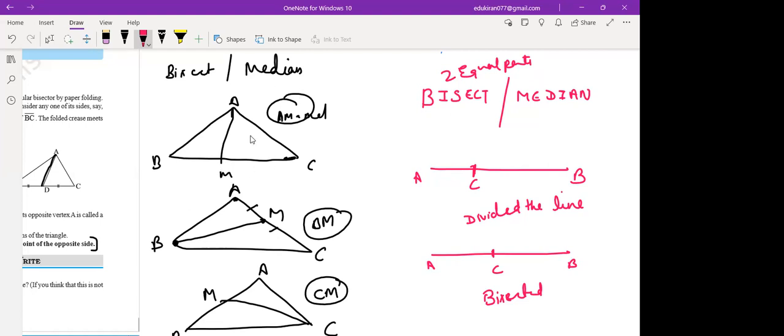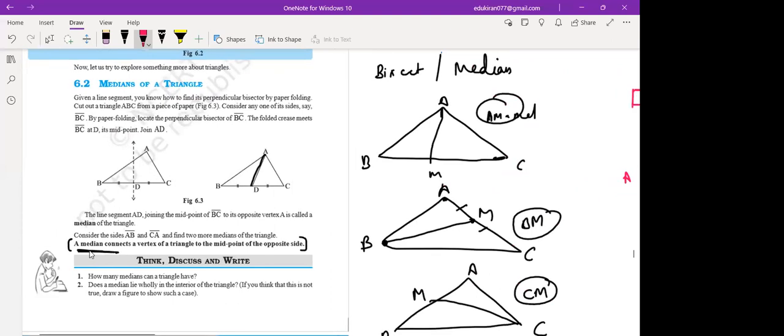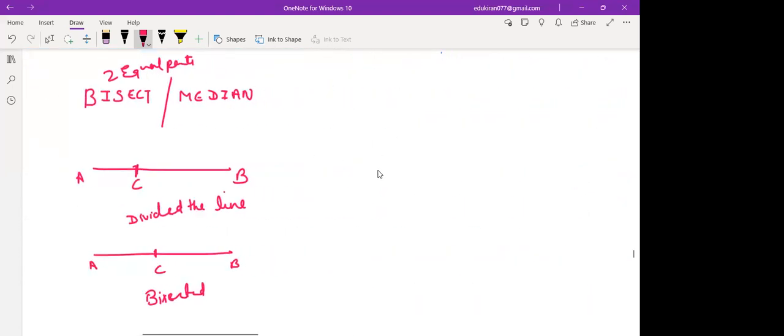Now coming to median. Ma'am, what is this median? A median connects a vertex of a triangle to the midpoint of the opposite side. So for example, if this is a triangle, from here it will come and join the midpoint. Mid means it should bisect, the middle point. So this is what it is, a bisector, median.